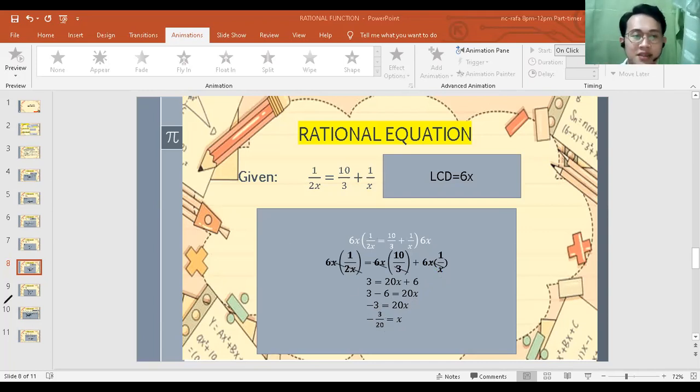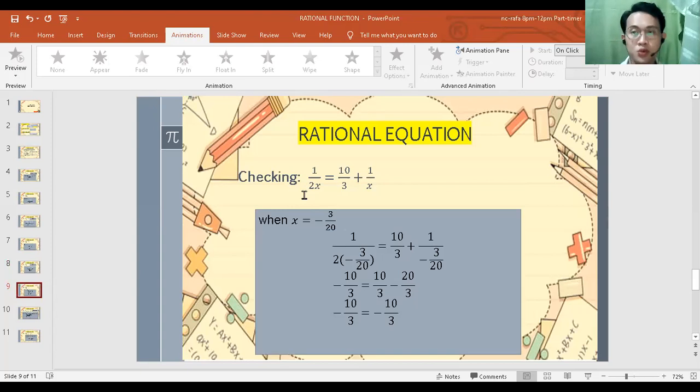And let's try to check if it's really the correct value through substitution. So we have it here. Checking. Substitute our x, which is negative 3 over 20, to our equation above. So the given equation there is this one. 1 all over 2 times the value of x. So we substitute here negative 3 over 20, which is equal to 10 over 3, plus 1 all over x. So the value of x is negative 3 over 20.